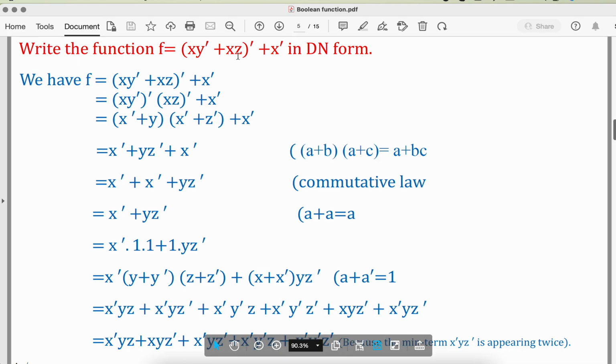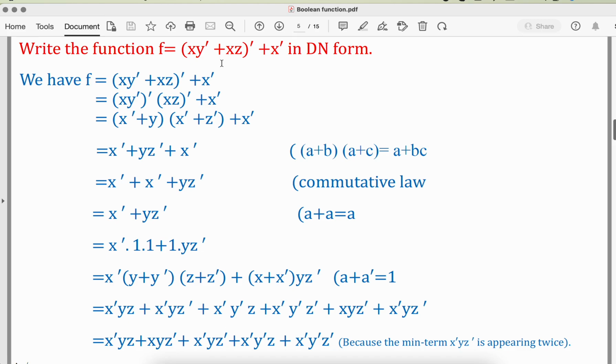So write the function in disjunctive normal form. To write this function in disjunctive normal form, first of all we will simplify this function. Then we will check that each term contains a number of variables equal to the number of variables in the function. Here we have three variables x, y and z. This function contains three variables x, y and z. So each term should contain three variables.